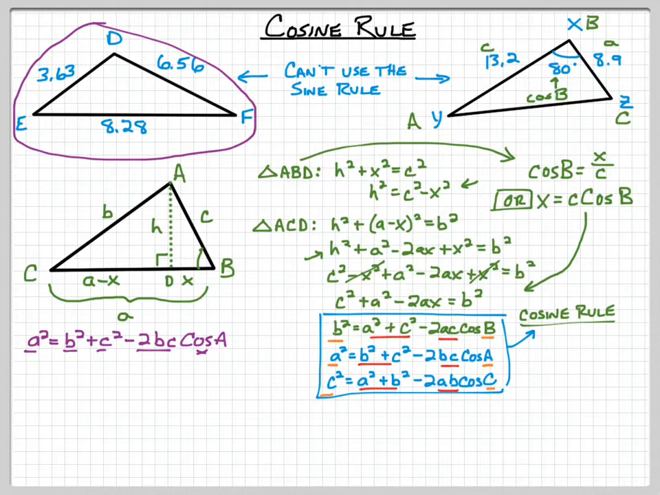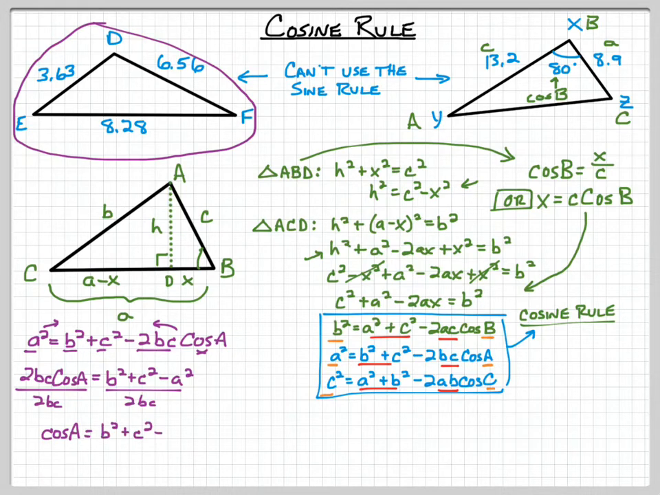So if we move negative 2bc cosine a to the left side of the equation, and we move a squared to the right side of the equation, we get a new equation that looks like this, right? So we're trying to get cosine a by itself. Divide both sides by 2bc, and we get cosine a is equal to b squared plus c squared minus a squared, divided by 2bc. So the right side of the equation is all side values, lengths of the sides.